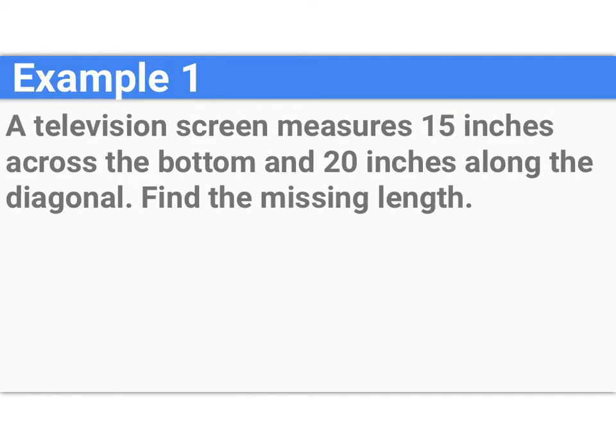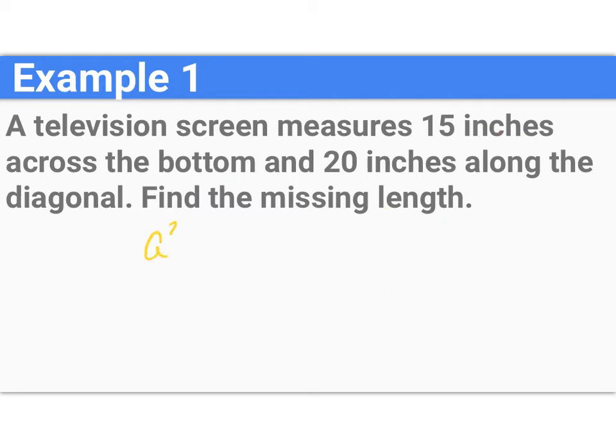Okay, so let's deal with our first example. A television screen measures 15 inches across the bottom. That means across the bottom is 15 inches. And 20 inches along the diagonal. The diagonal is a length on an angle. That's what a diagonal is. So this is 20. And now we need to know what A is. We'll call this A, not A squared. So we have A squared plus B squared equals C squared. And so now we want to find the missing length, which is the altitude.